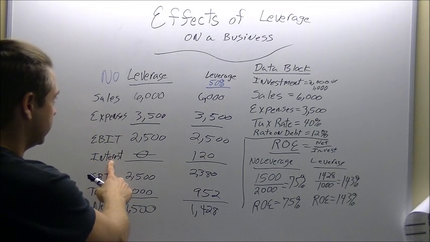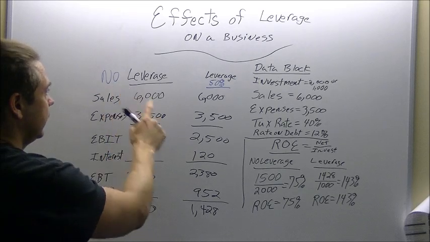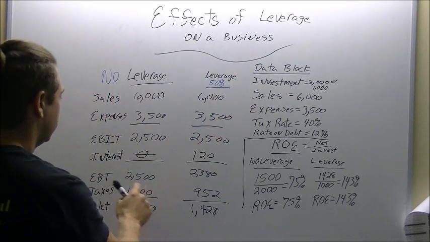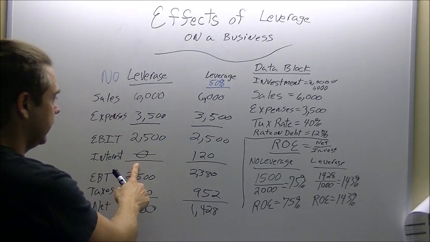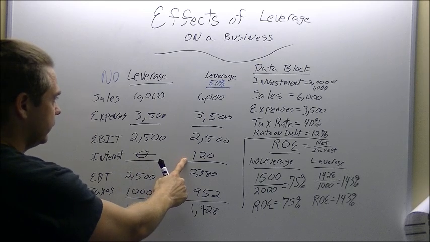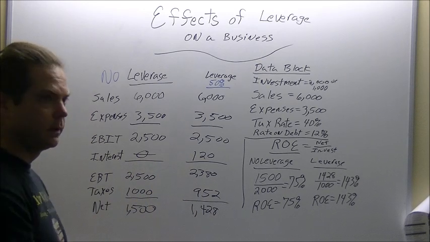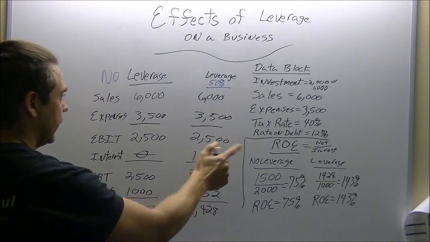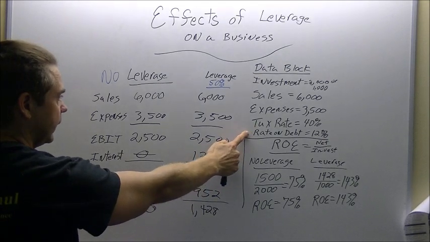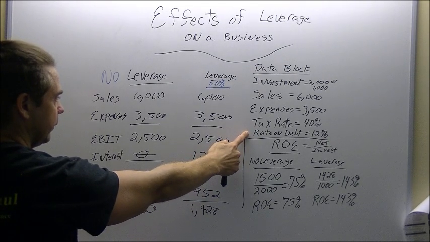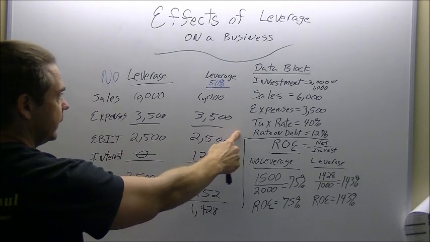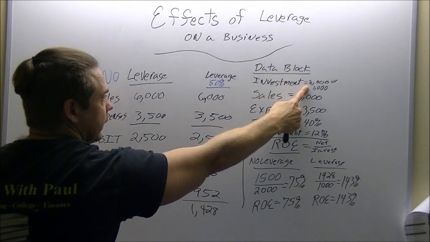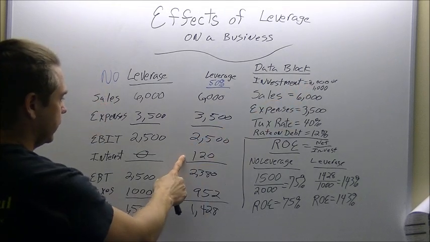Now we get into the interest. For the no leverage side, the owner that invested $2,000, they pay no interest. However, for the leverage side, they invest only $1,000 and they borrow $1,000, and they borrow the $1,000 at an interest rate of 12%. 12% times the $1,000 that they're borrowing is going to give us $120.